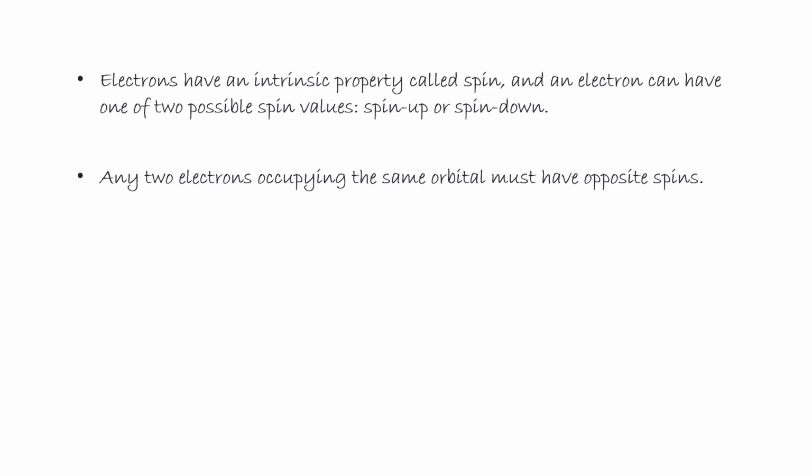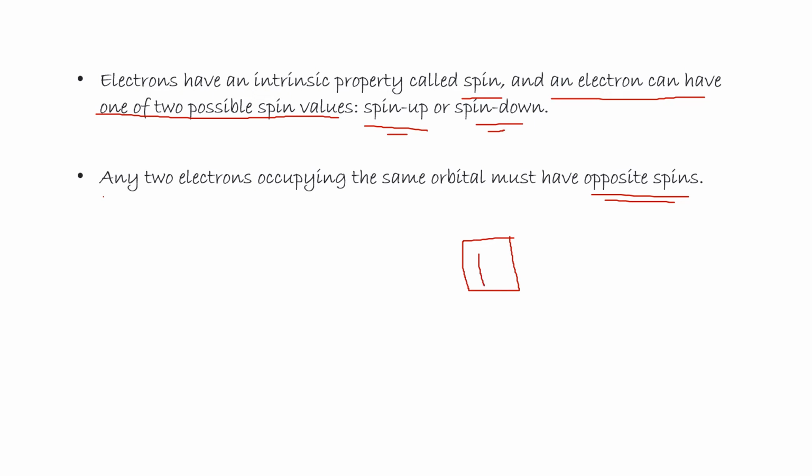Electrons have an intrinsic property called spin. An electron can have one of two possible spin values, spin up and spin down, which we call +1/2 and -1/2. Any two electrons occupying the same orbital must have opposite spins. So if I am talking about an orbital with two electrons, one is up and the other is down.